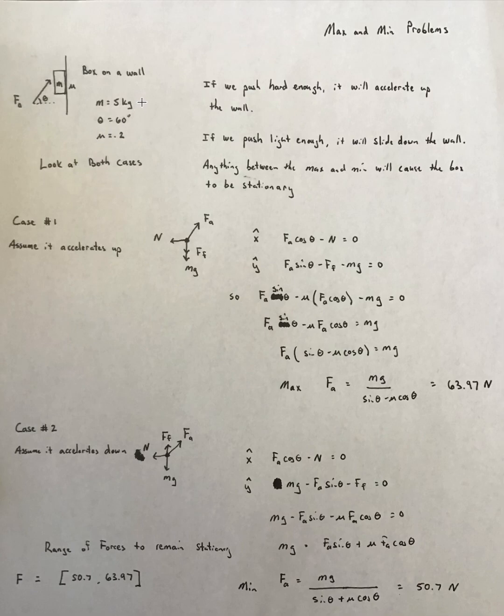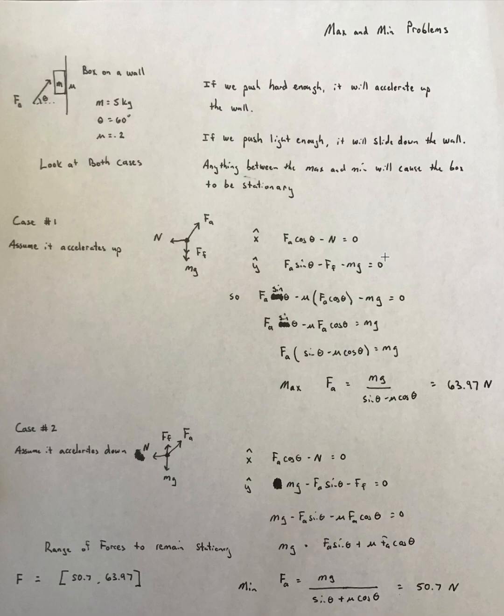So let's look at this. I give you a mass, I give you an angle, and I give you the coefficient of friction, and then you're pushing up on this box. So case number one: let's assume that the box accelerates up. And so then we get this free body diagram. We're pushing up and right. The normal force is always going to point perpendicular to the surface. The surface is the wall, and so it is going to point straight left. Friction is going to be down, opposing the motion, and gravity, of course, is down.